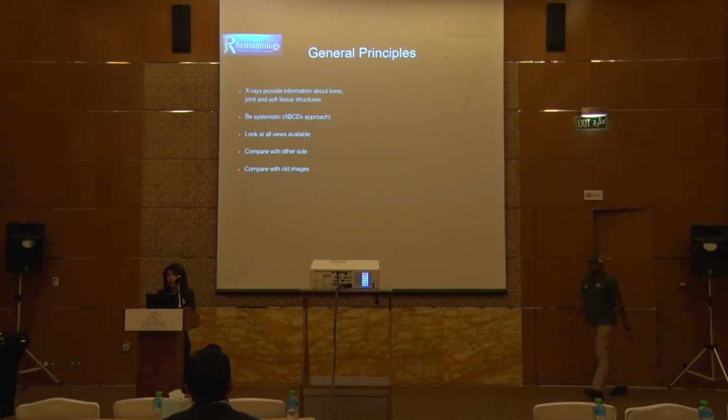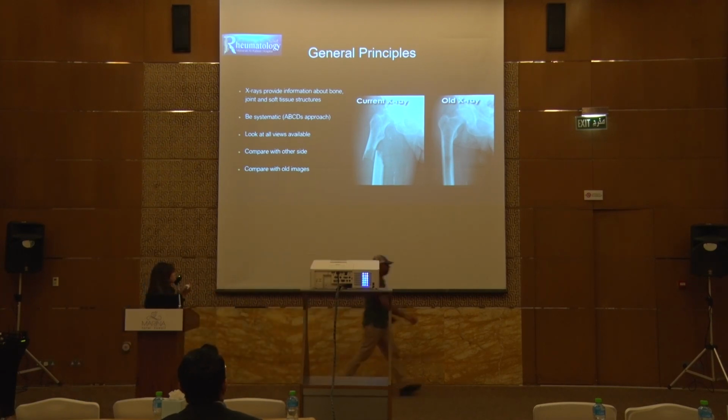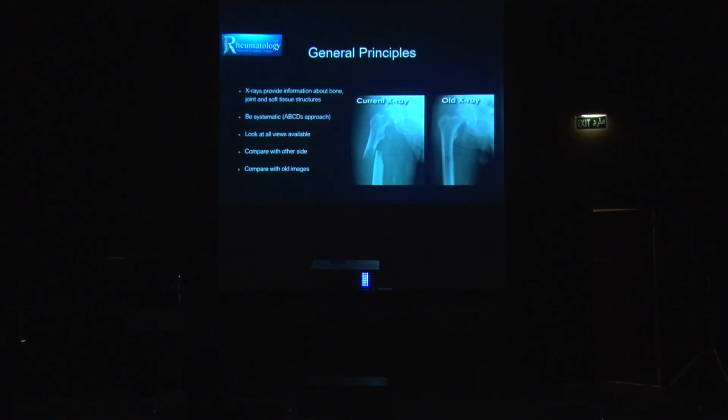And if you have old images of the same joint, it's helpful to compare with old images, because, for example, this patient with fracture of the femur, when they compared to his previous images, they saw there is a little lesion. Can we dim the light? Because this is X-ray, we need to be dark. So you see there is a little lesion here, so he had a bone metastasis, and then he got fractured there.